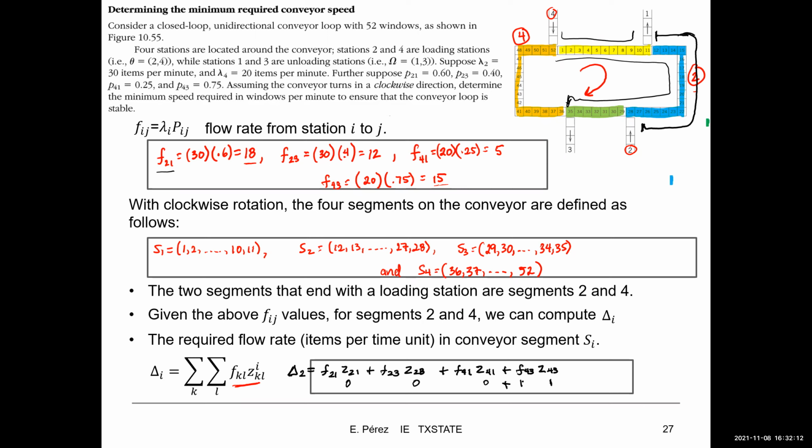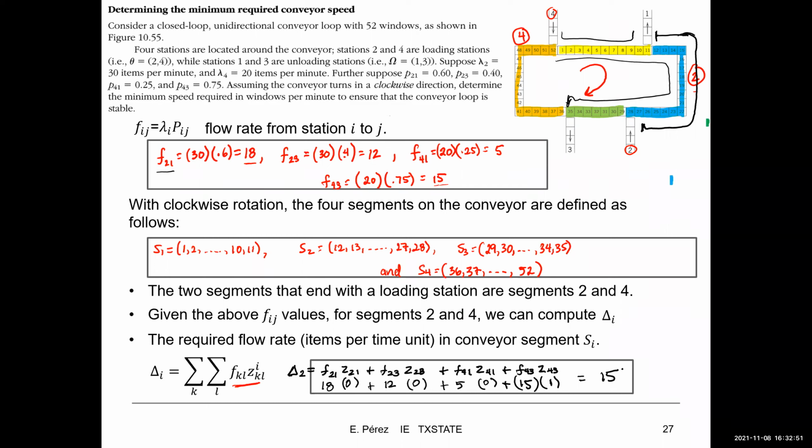So in that case, we are going to have 15 times 1. For the other pieces, we have F21, 18 times 0, plus F23 is 12 times 0, plus F241 is 5 times 0. And that's how you get this 15 number. You're going to have to look at all the flows, right? And then you are looking at whether or not you're using segment 2.